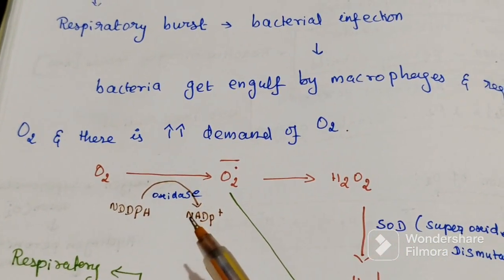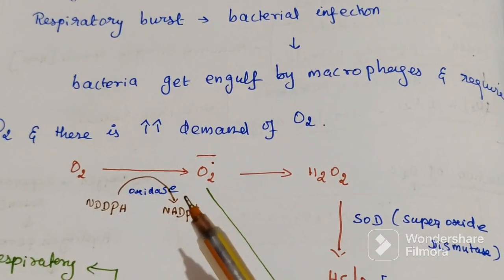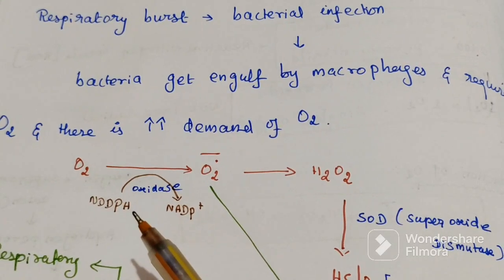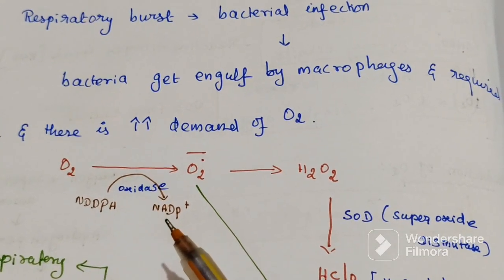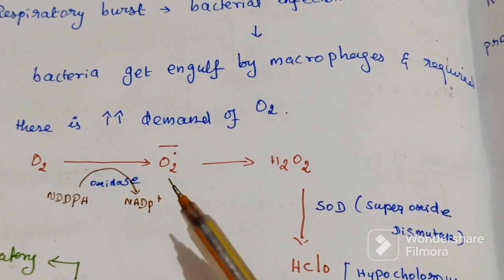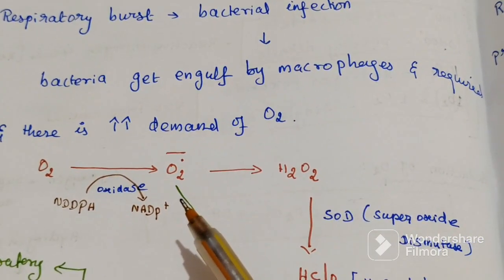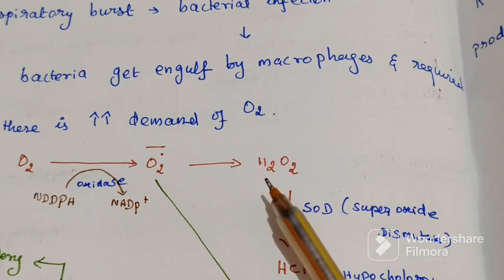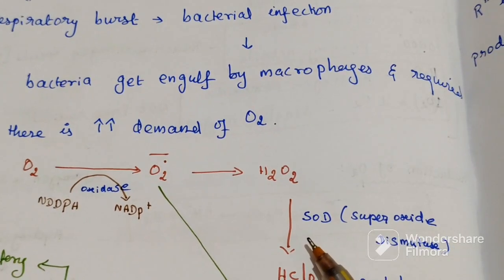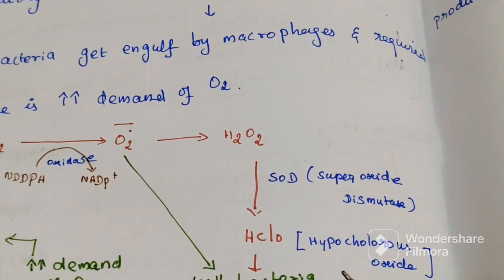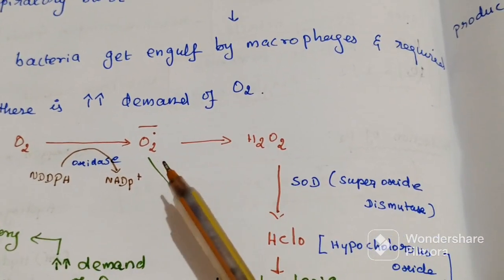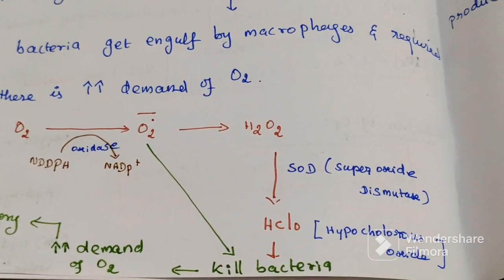Oxygen is converted into superoxide anion with the help of NADPH oxidase, and NADPH is reduced into NADP plus. Then this superoxide anion is converted into hydrogen peroxide. Then with the help of superoxide dismutase, it will be converted into hypochlorous oxide, which kills bacteria.